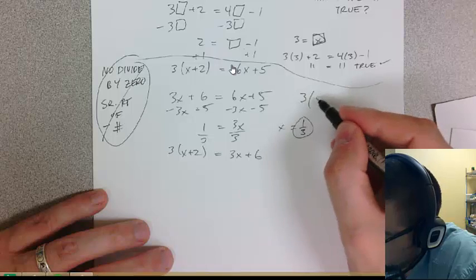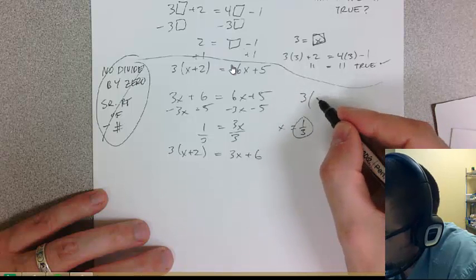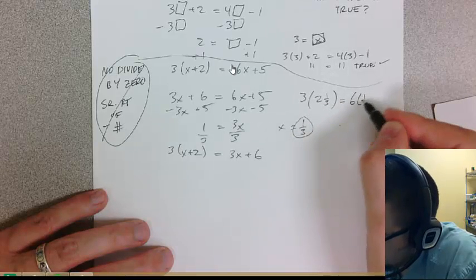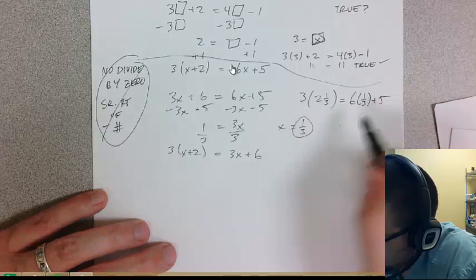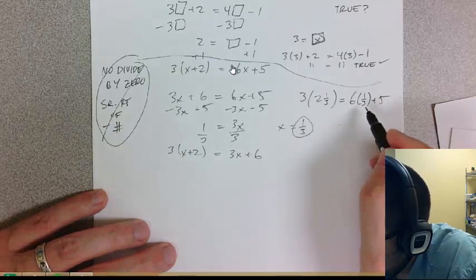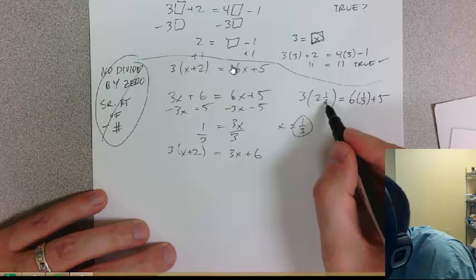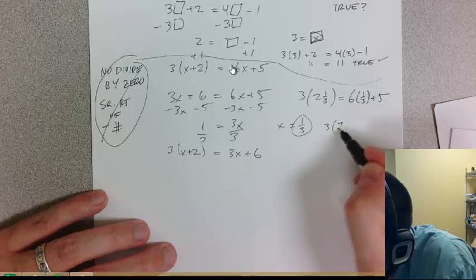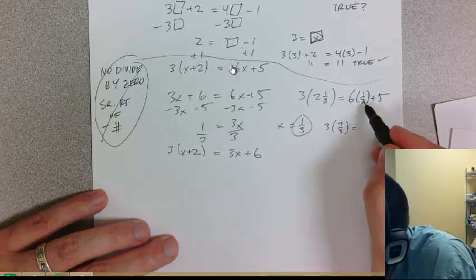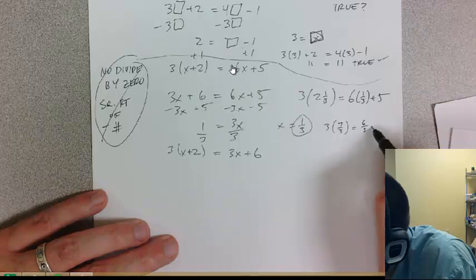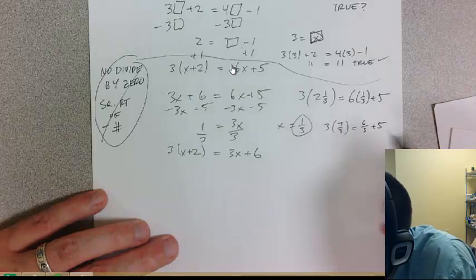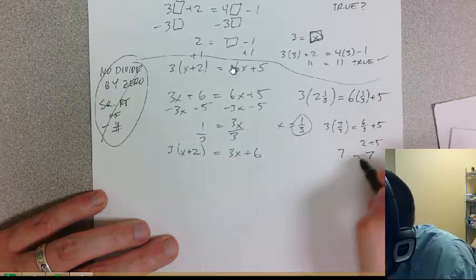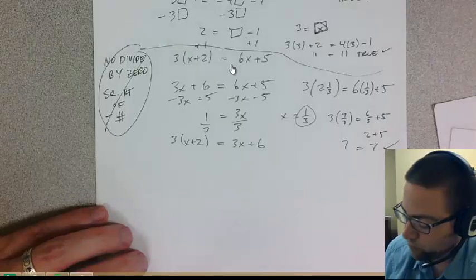3 times, let's see, a third plus 2 is just 2 and a third, equals 6 times a third plus 5. So what is this? Well, 2 times 3 is 6, plus 1 is 7, so this is 3 times 7 thirds. Is that equal to, let's see, 6 thirds plus 5, which is just 2, right? 6 divided by 3 is just 2. 2 plus 5 is 7, and then 3 times 7 thirds is just 7. So 7 is equal to 7, so it checks out.